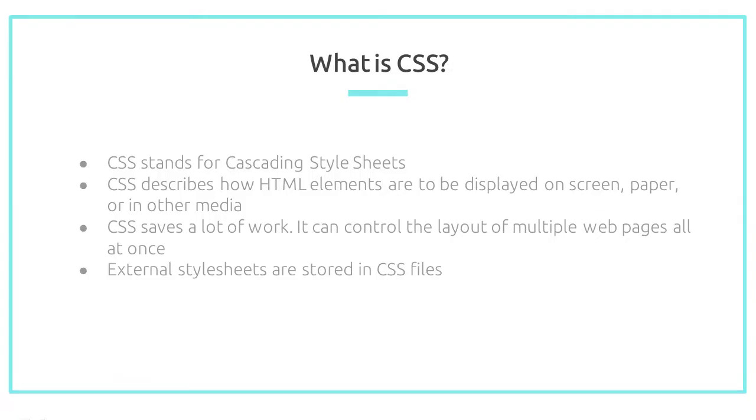What is CSS? CSS stands for Cascading Style Sheets. CSS describes how HTML elements are to be displayed on screen, paper, or in other media. CSS saves a lot of work. It can control the layout of multiple web pages all at once. External style sheets are stored in CSS files.